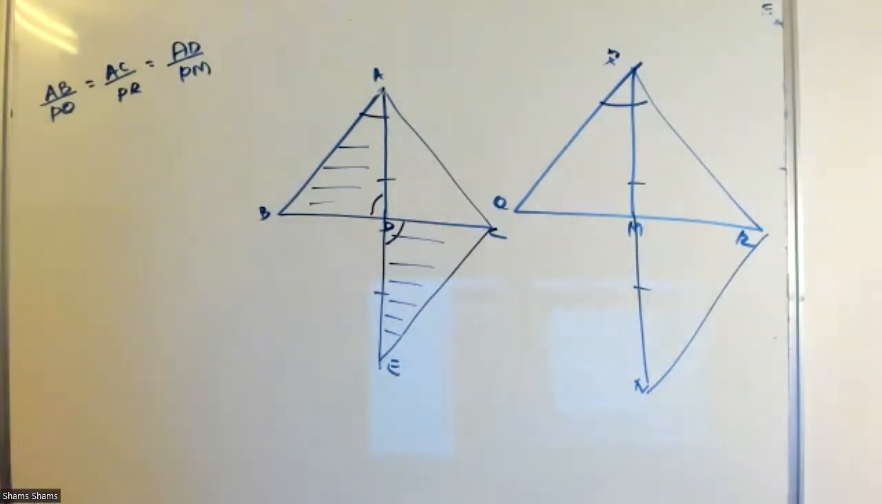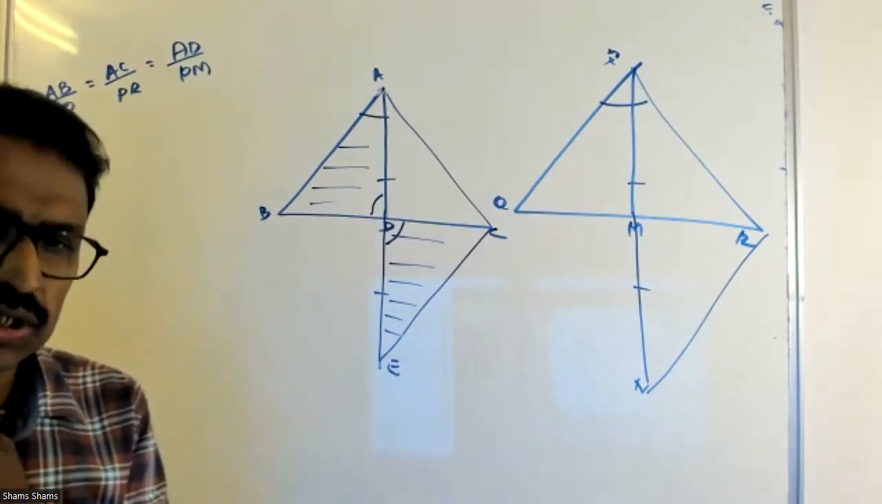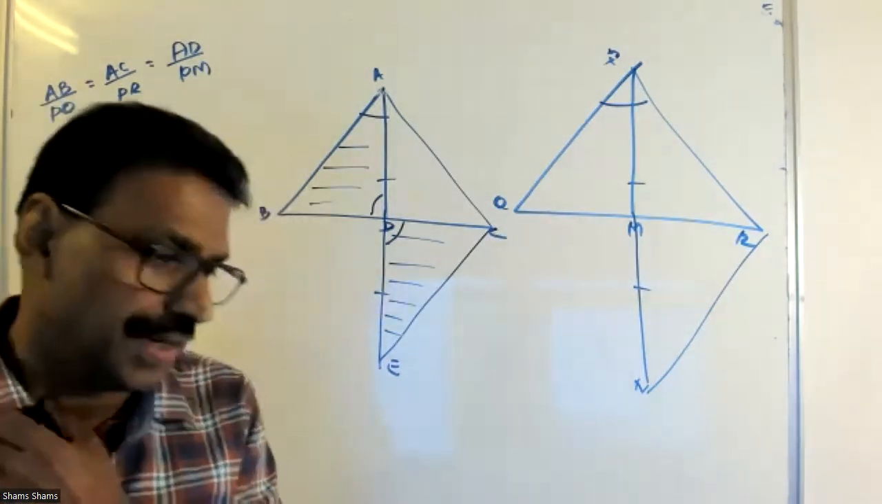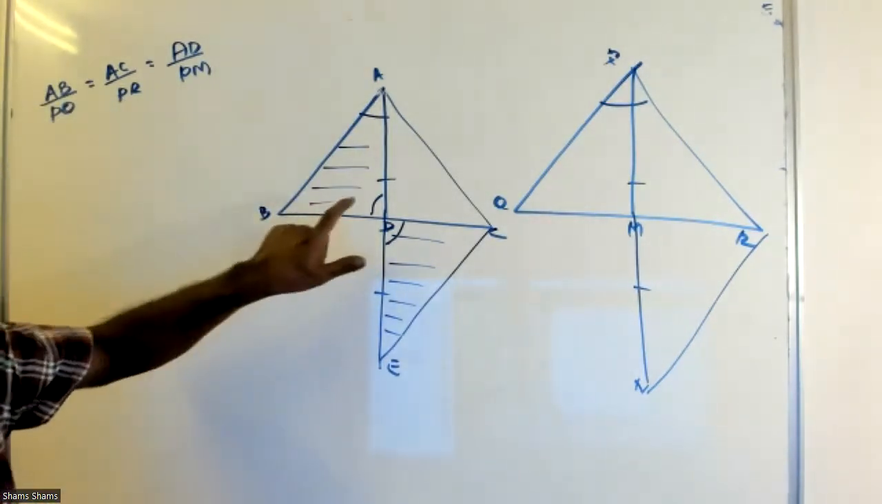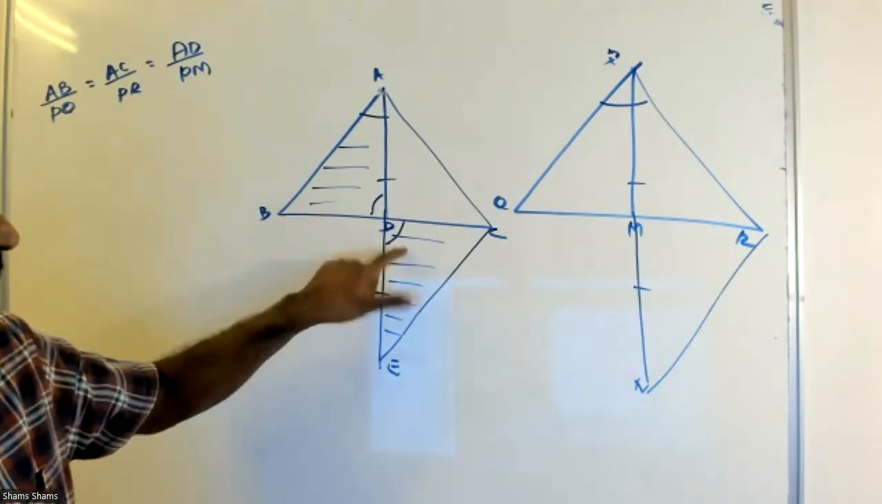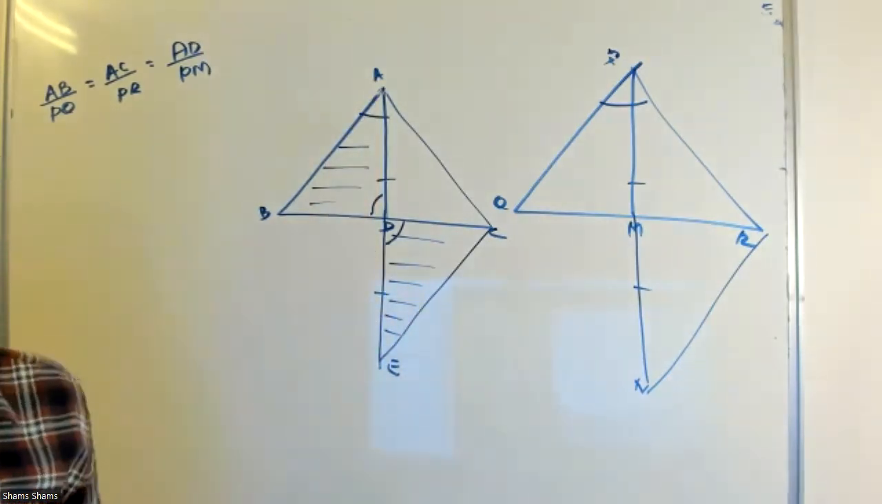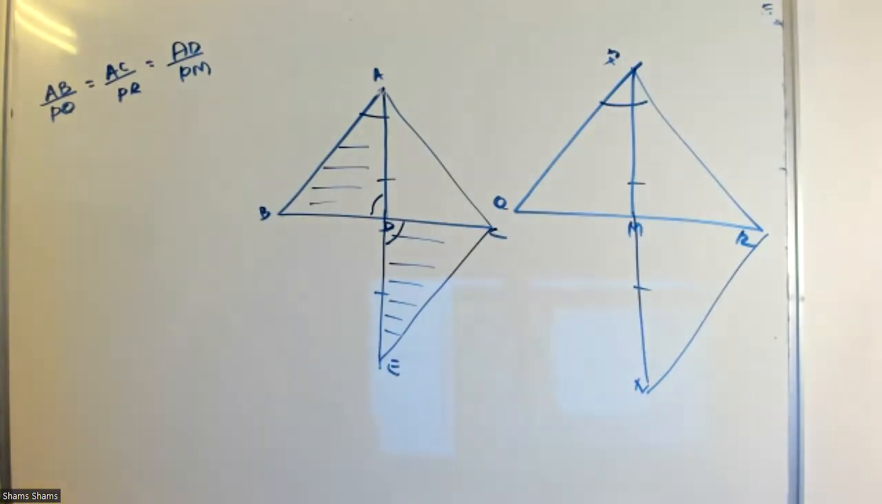Advaita Krishna, next reason. One more reason is needed to show congruency. Your friend said this angle equals this angle, vertically opposite angles, and this side equals this one. Then one more reason is required. Advaita Krishna, what is that?